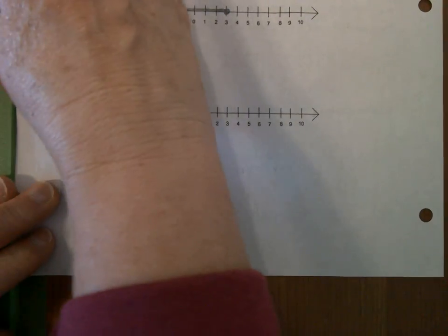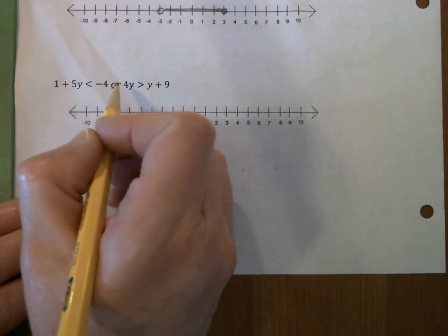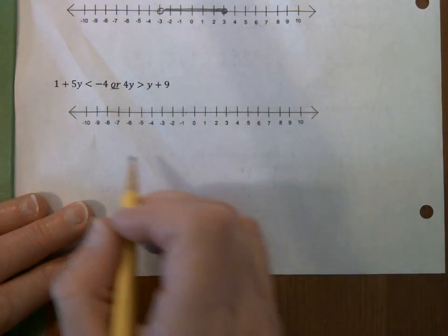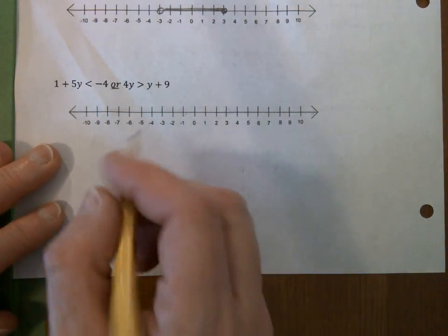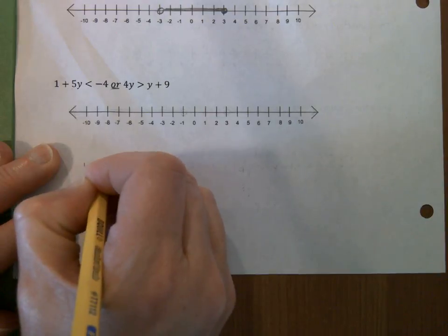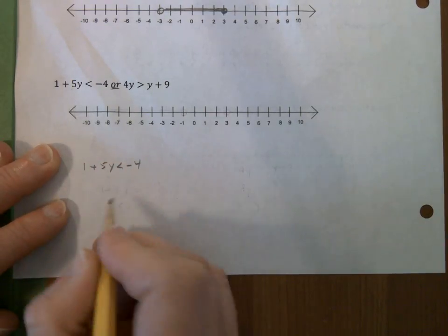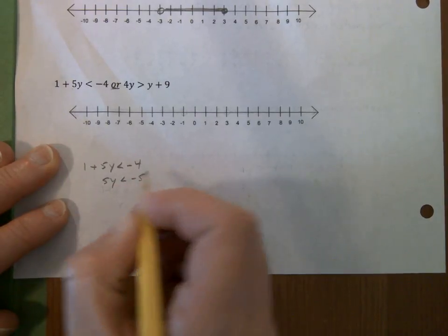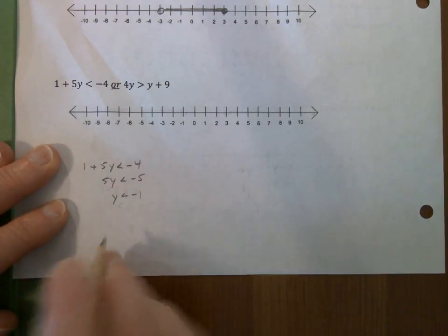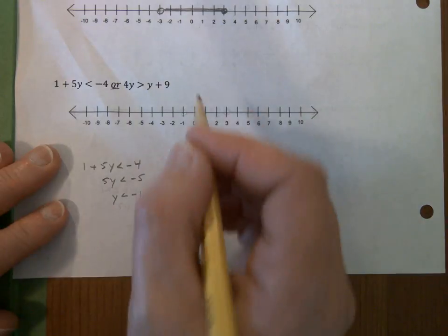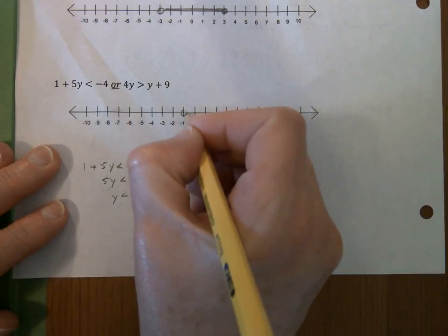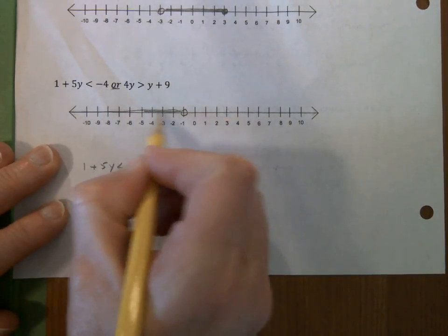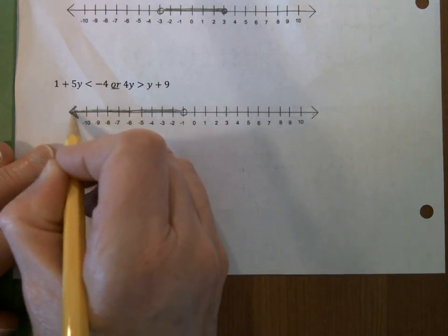My last example here, I have a disjunction because of the or. So I'm going to simplify each of these separately, and I'm going to write them down here. So if I do this one, I need to get the y by itself, so I'm going to subtract 1, and then I'm going to divide by 5. So y is less than -1. So I have an open circle at -1, and I shade in this direction.